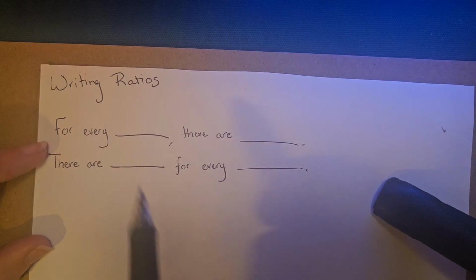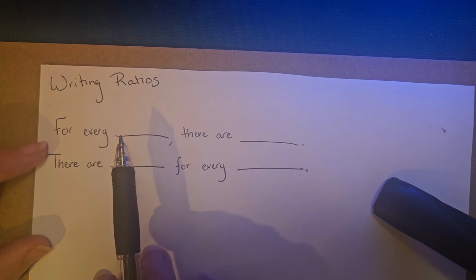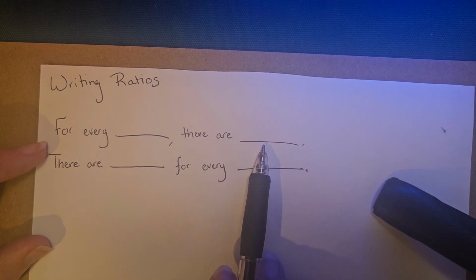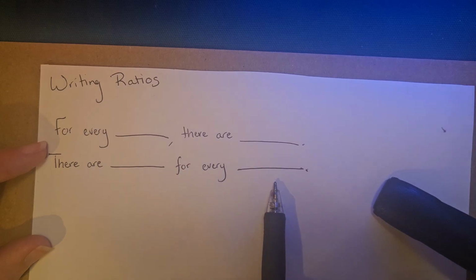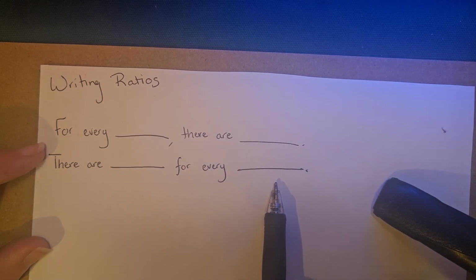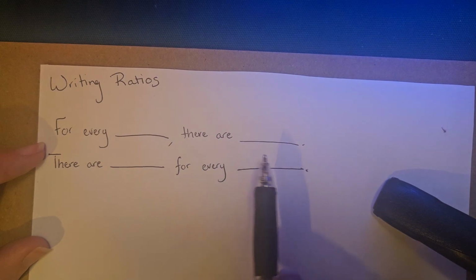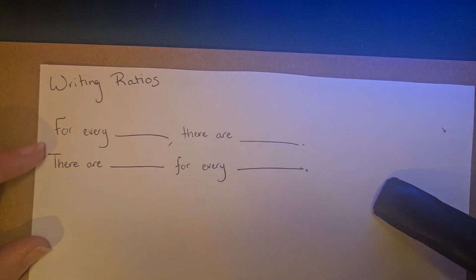So what goes in this blank is the donuts. What goes in this blank is the smoothies. Donuts, smoothies. Because we're asking what's the ratio of donuts to smoothies, so you need to tell us donuts to smoothies. Okay, I think that's enough on number 1.